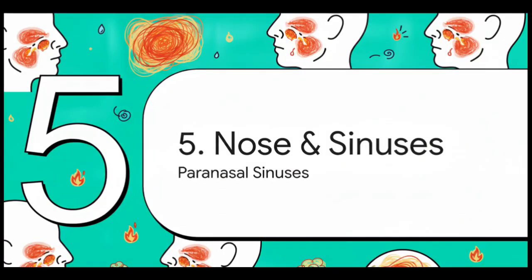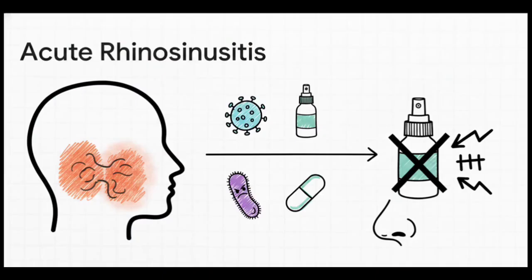Section 5. The nose and paranasal sinuses. Acute rhinosinusitis is incredibly common, and the crucial distinction here is viral versus bacterial. Most cases are purely viral. They just need supportive care, like saline irrigations. But when a bacterial superinfection hits, classically from strep pneumoniae or H. flu, your first-line treatment is amoxicillin.